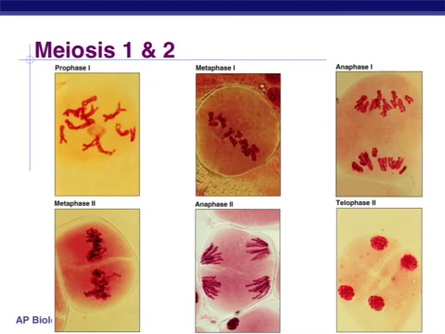Right, here are just some pictures of cells going through meiosis 1 and meiosis 2, just so you can see how they pair up.